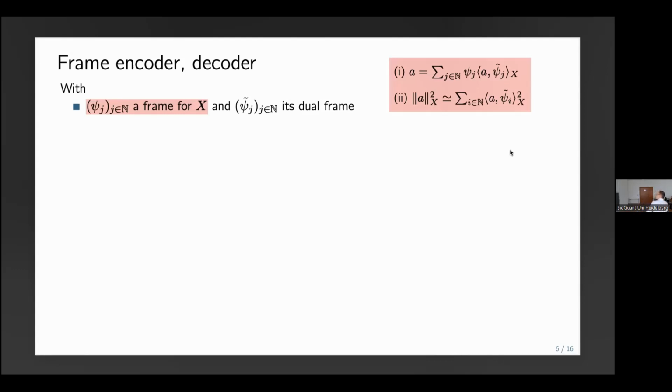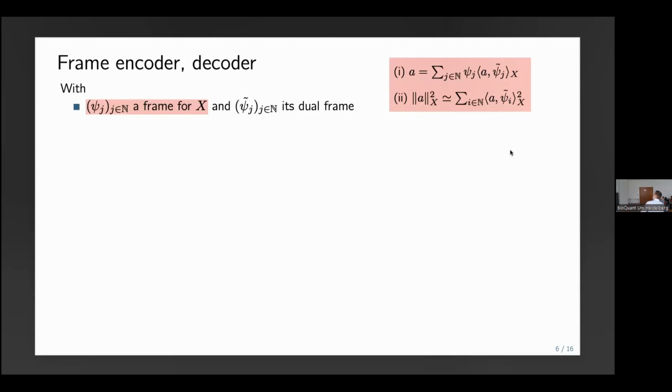And so assume that psi j is an orthonormal basis, then of course the dual frame would be the frame itself. And then I have equality here, which is just an expansion in an orthonormal basis. And so in this sense, it's more general than an orthonormal basis.